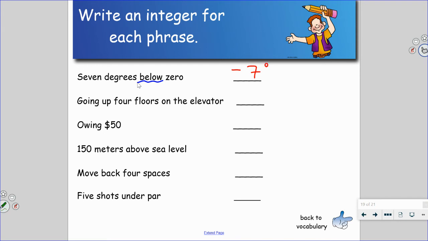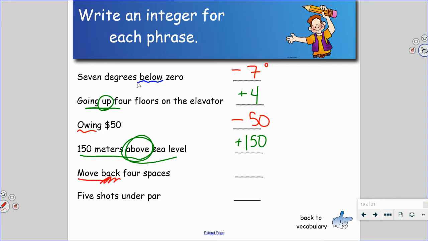Going up 4 floors is an increase. Now, you may or may not choose to write the positive or plus sign. I'm going to go ahead and do so. Owing $50, folks, that's a -50. While 150 meters above sea level is an increase or going up. Moving back 4 spaces, a -4, and 5 shots under par, hey, I just talked about golf, is also going to be in the negatives.